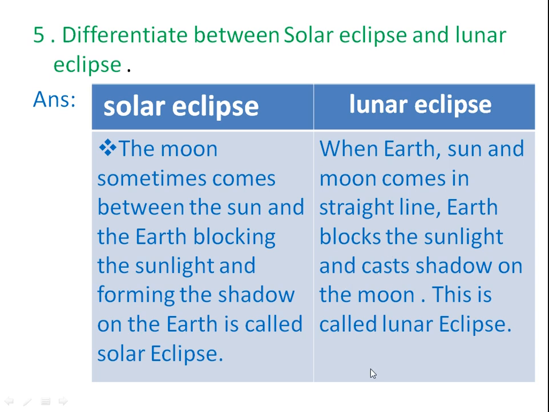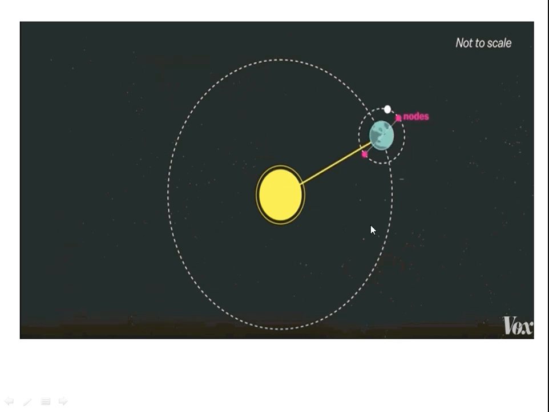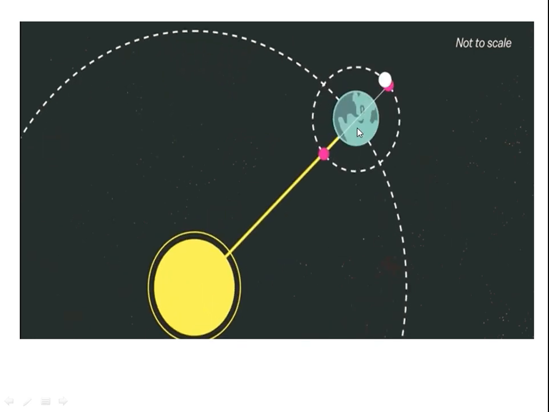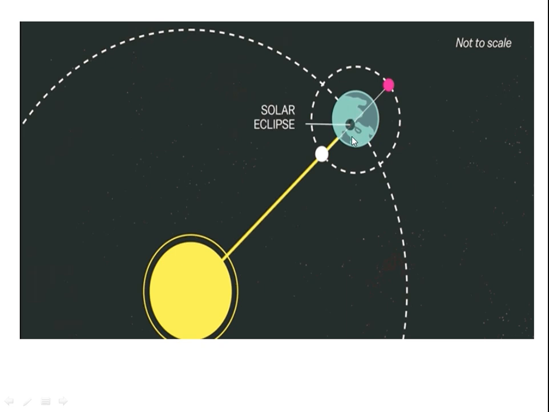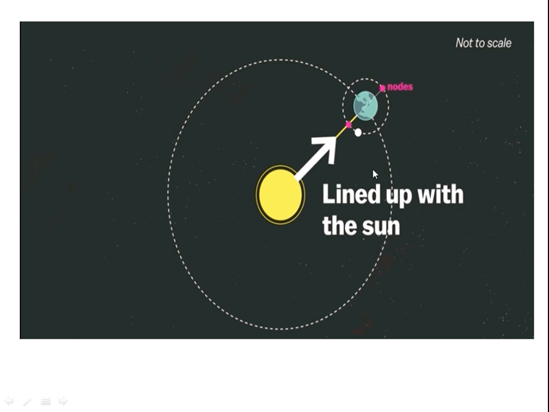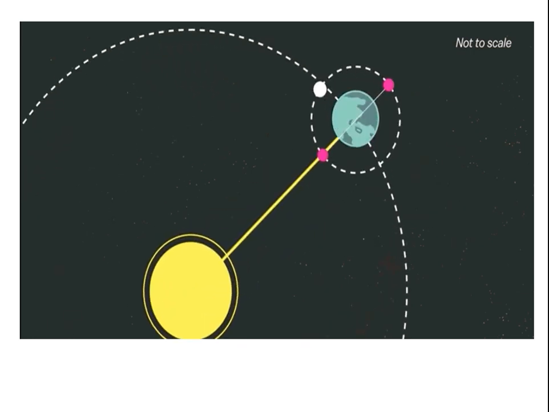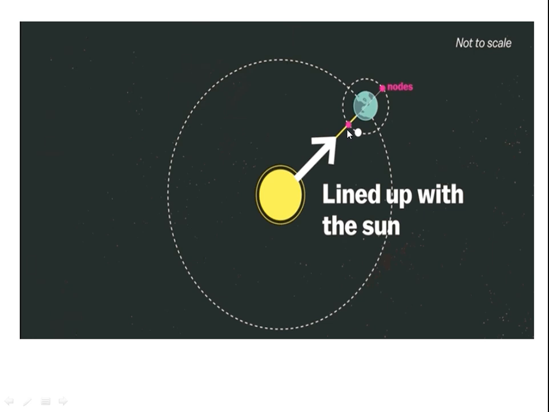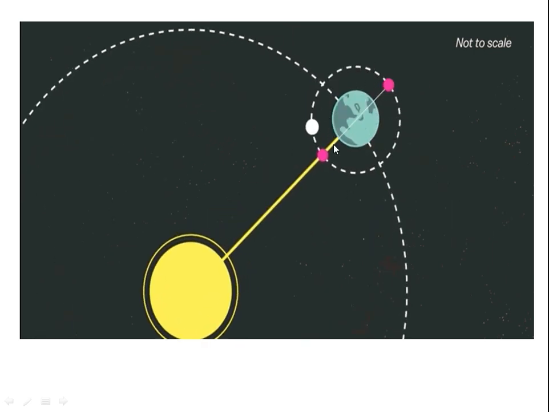See here, I will explain with a picture. See, this is the sun and this is the moon and this is the earth. Okay, see here, solar eclipse. This is the solar eclipse and this is the lunar eclipse. See once again the meaning of the solar eclipse. The moon sometimes comes between the sun and the earth, blocking the sunlight and forming a shadow on the earth. Okay, that is what we call the solar eclipse. The moon will come here. This is the solar eclipse.